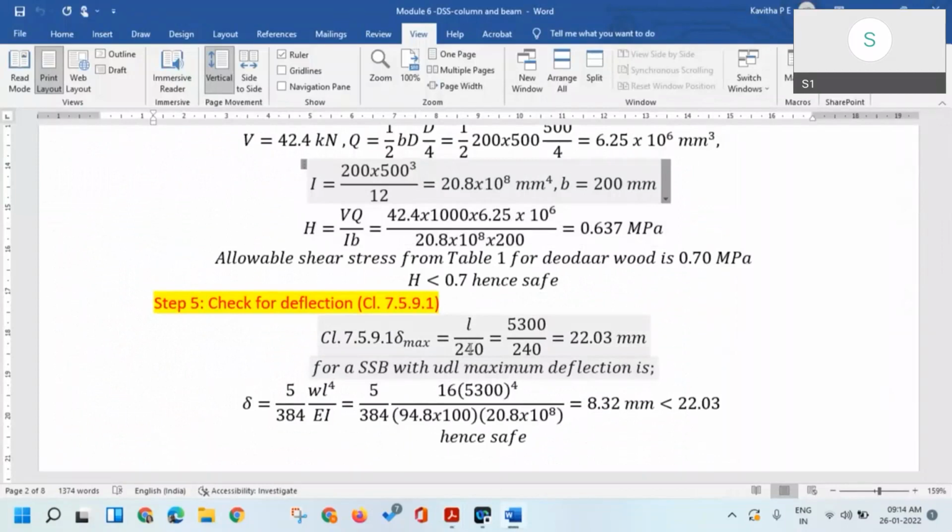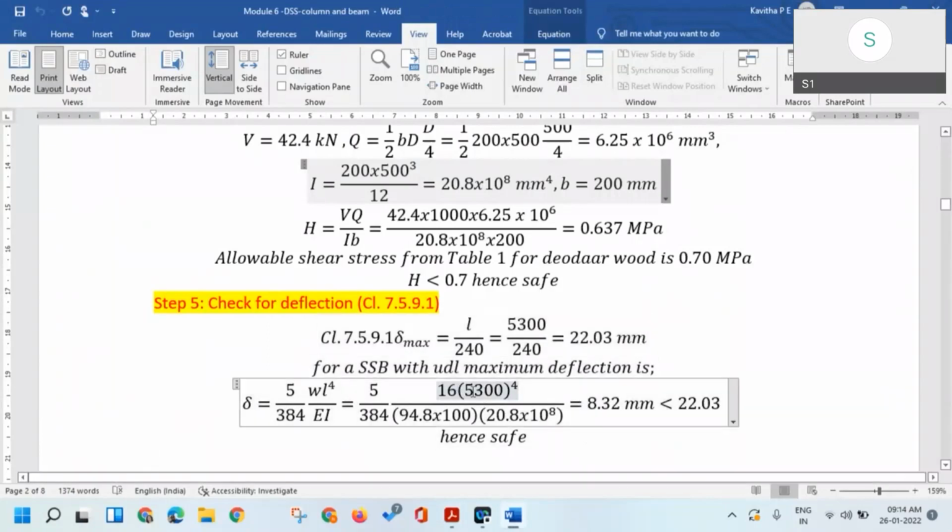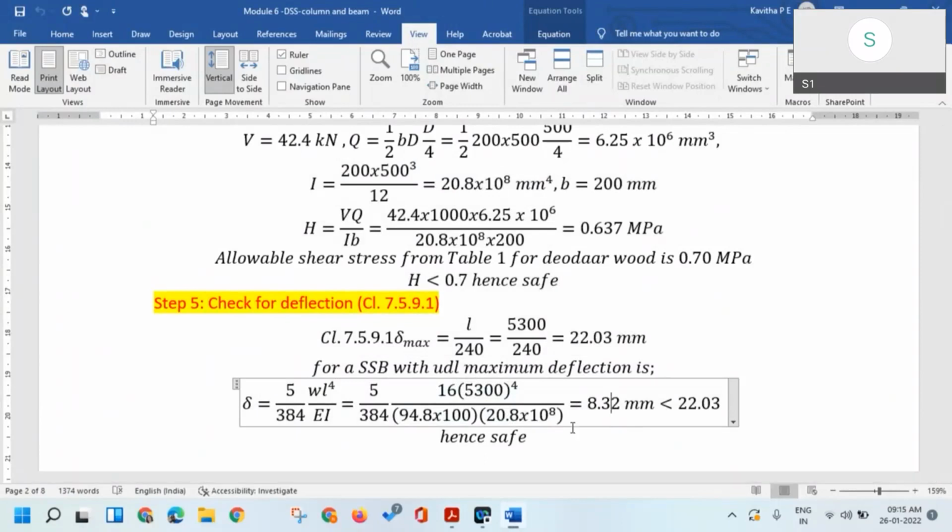For a simply supported beam, the maximum deflection equation is 5 W L to the fourth by 384 E I. W is 16 kilonewton per meter. I have to convert it into Newton and millimeter. 16 kilonewton per meter when converted to Newton per mm is 16 into 1000 divided by 1000, so it remains as 16. Then L value is 5.3 meters. Then E value from table 1 is 94.8 into 100. I is BD cube by 12, which we have already calculated. So I get it as 8.32 mm. Allowable one is 22.03 and hence it is safe.